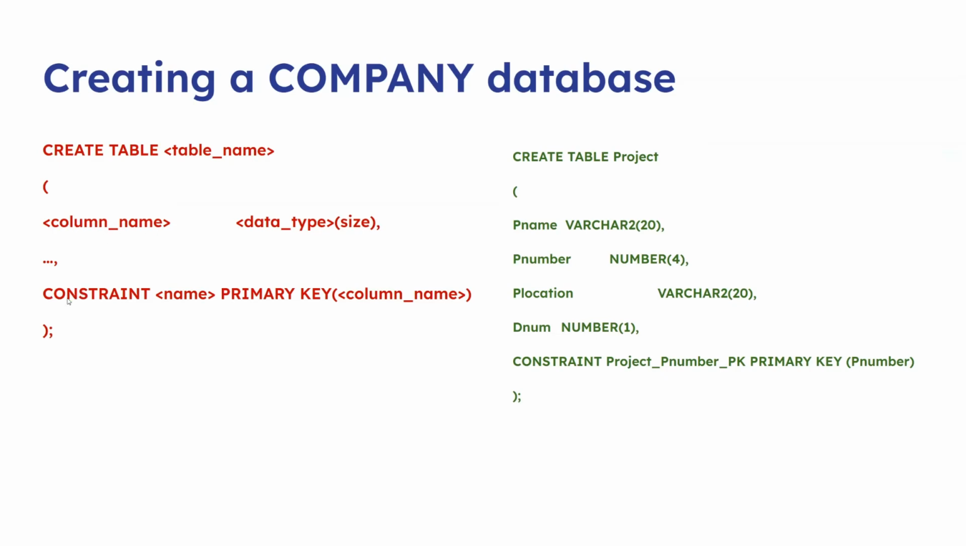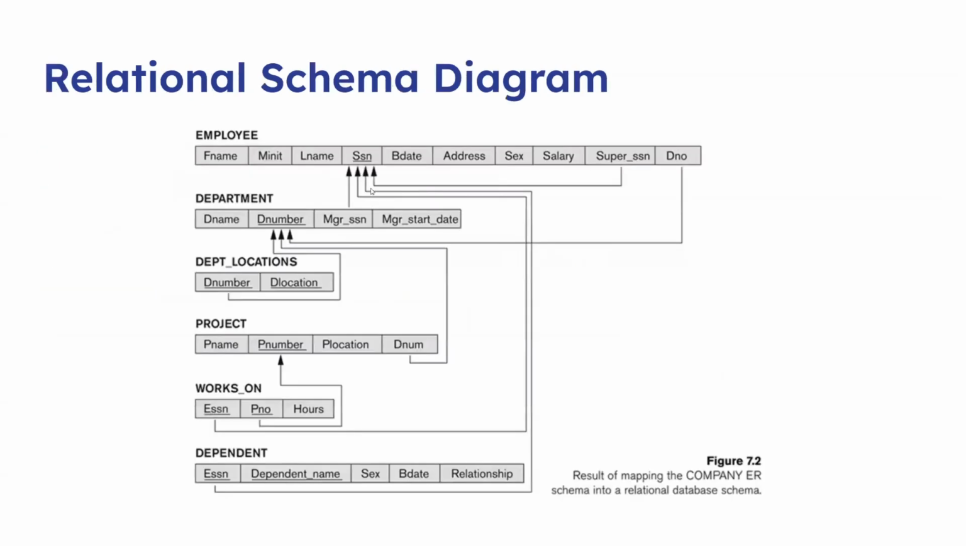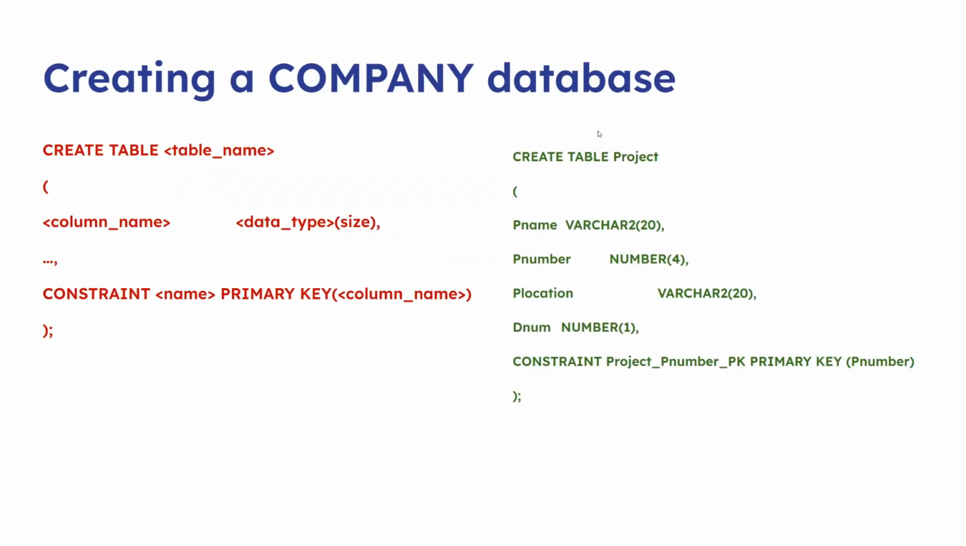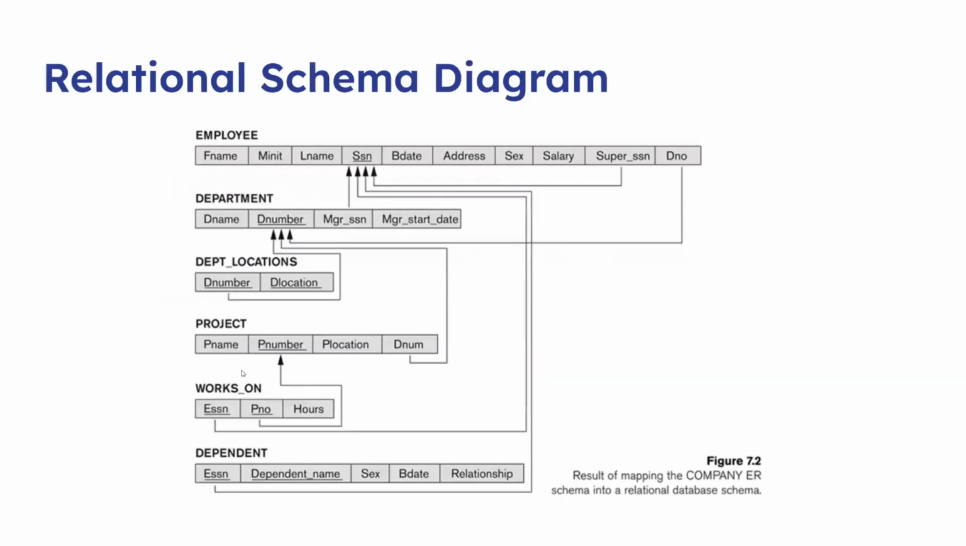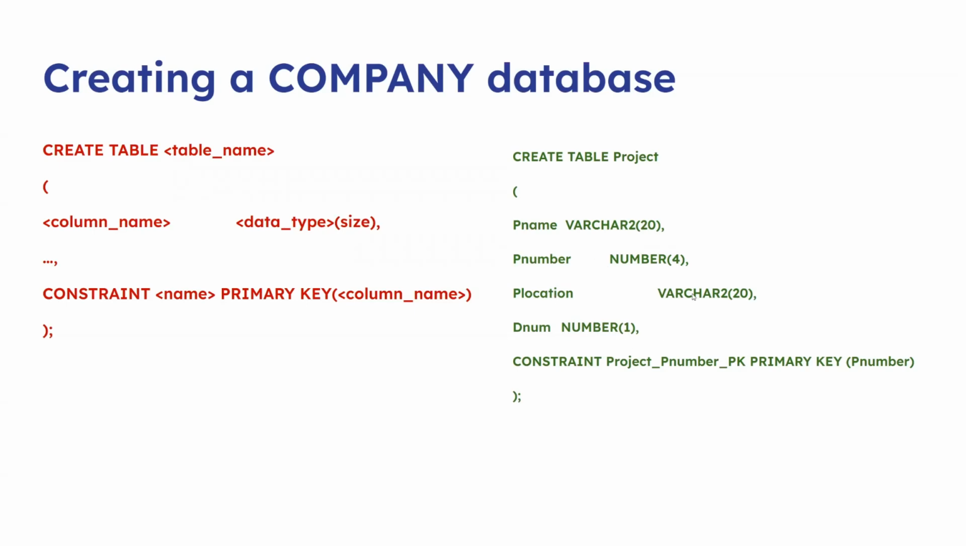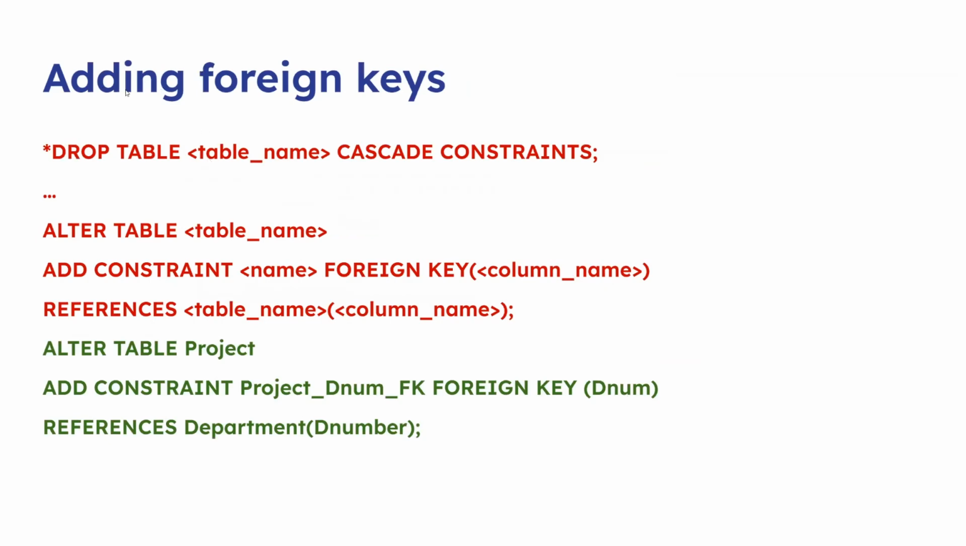And I have a constraint at the table level. You can actually have the constraint over here, it's just at the table level. It makes it look a lot neater. So let's create the project table over here. I have create table project, and then I have the attributes. You can see P name, P number, P location, and then the data types along with the size. Some data types don't require a size, like the date data type. We'll get into that. And now we're going to get into adding foreign keys.